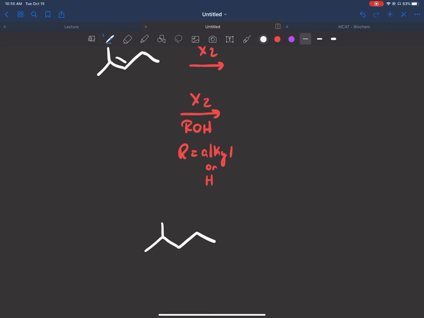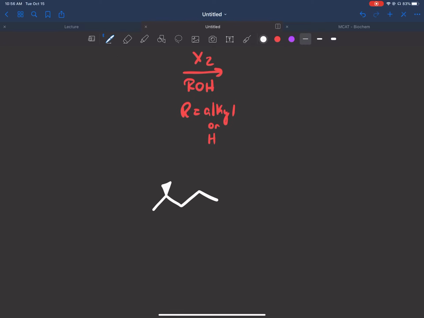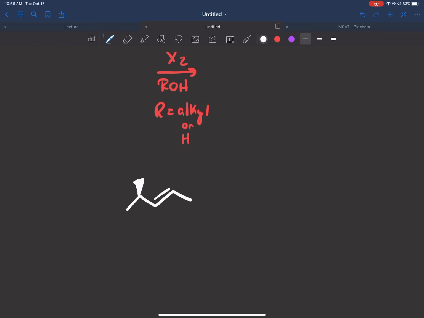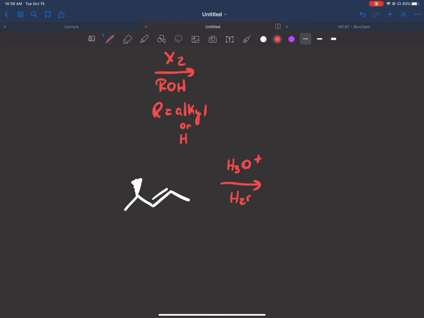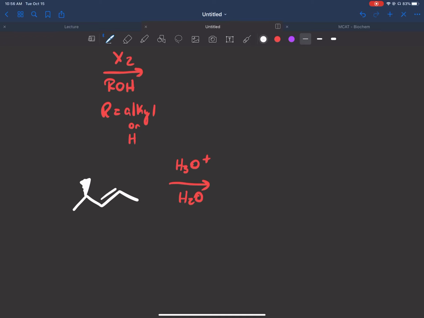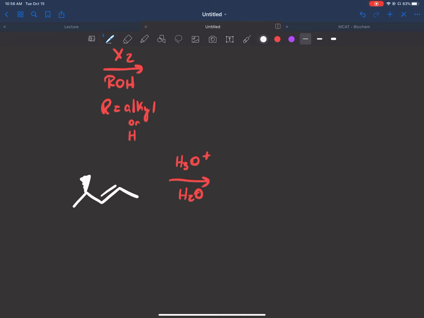So we can have something like this, and a double bond there. Okay, let me just make that a little bigger. All right, and so let's say the reaction is going to be H3O+ over H2O, so an acid catalyzed hydration. So if you guys remember the mechanism, the double bond grabs a proton, so I'm going to just draw it coming from H3O+.